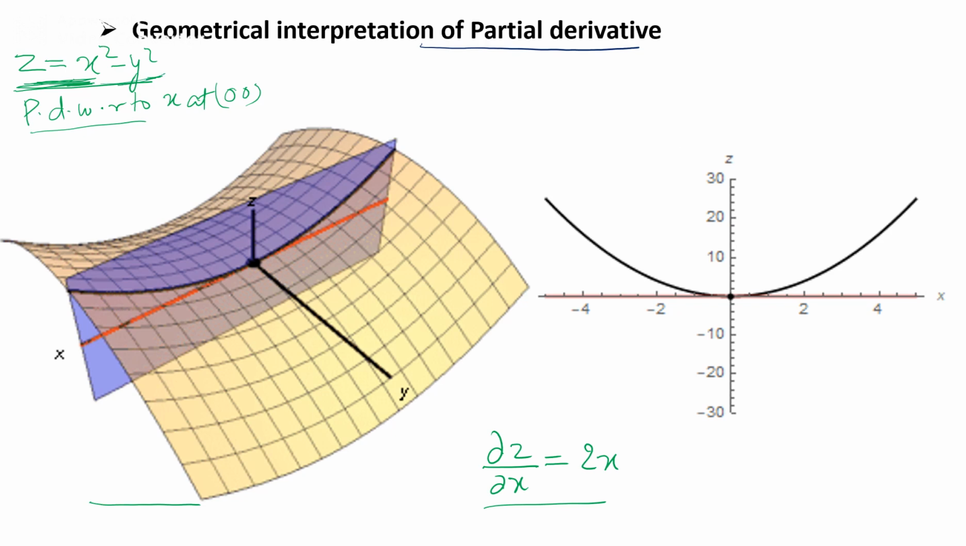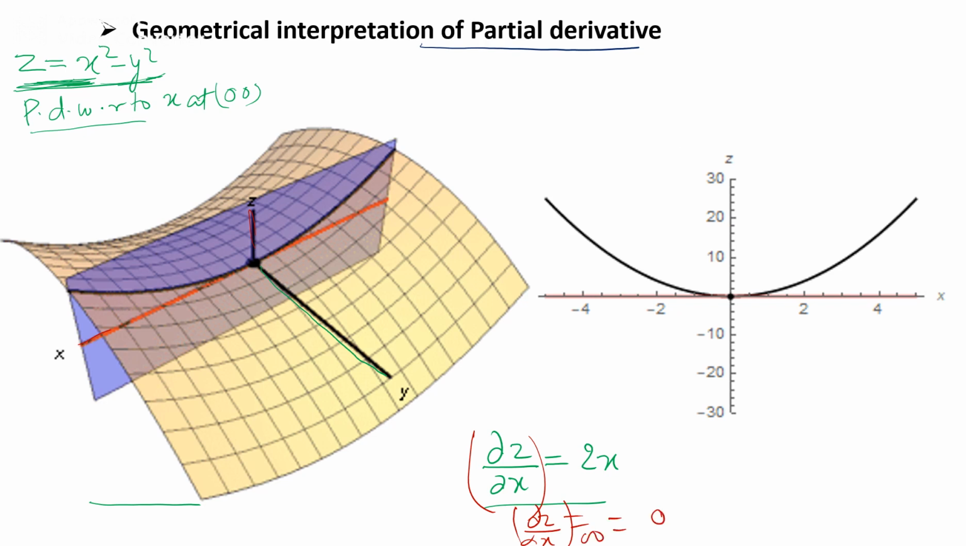Here this represents the y-axis and that represents the x-axis, and the surface is plotted along the z-axis. So here we have to evaluate the partial derivative with respect to x at (0, 0), that is, at the origin. We get the partial derivative at the origin as 0, since 2 into 0 is 0.